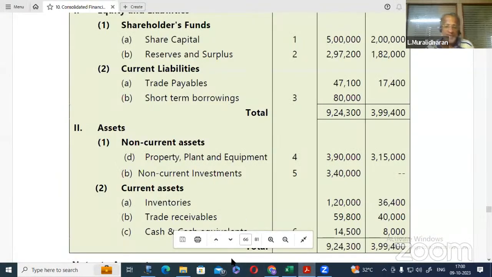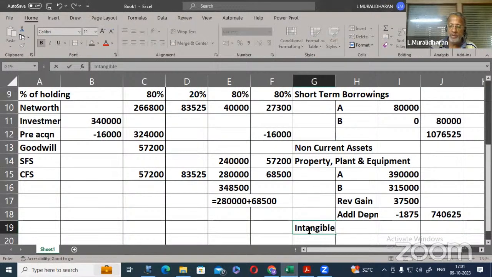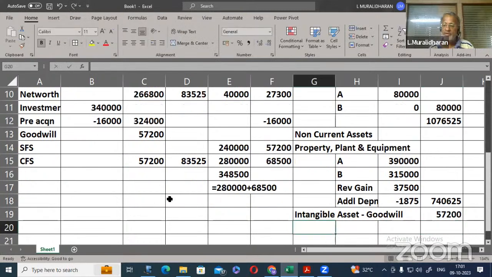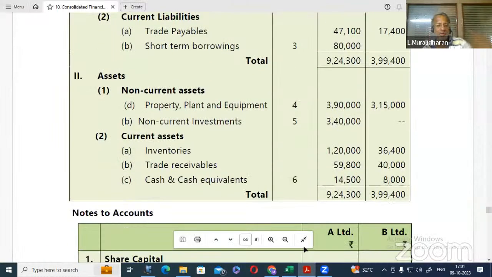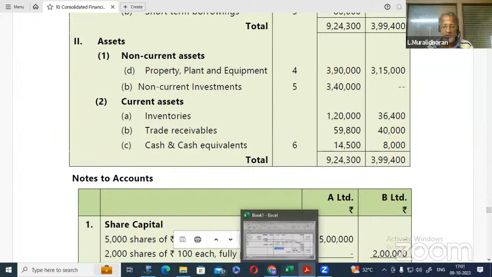Non-current investments, against which we have just eliminated, and we have got intangible asset, that being goodwill. So goodwill, from where are we picking it up? From here, 57,200. So now every item you go in the same order. Next, current assets. Now let us take up current assets.